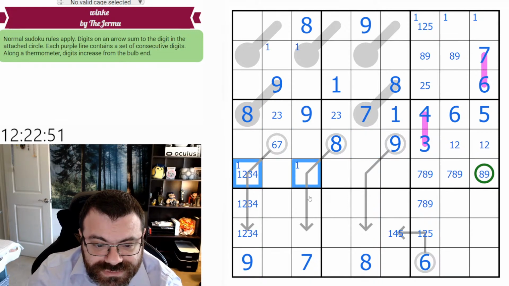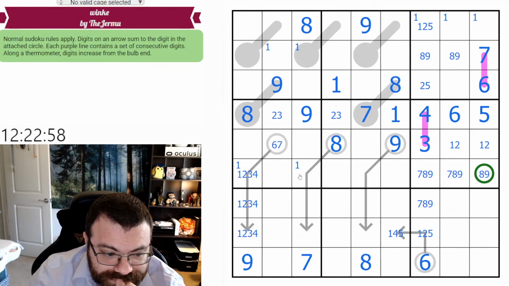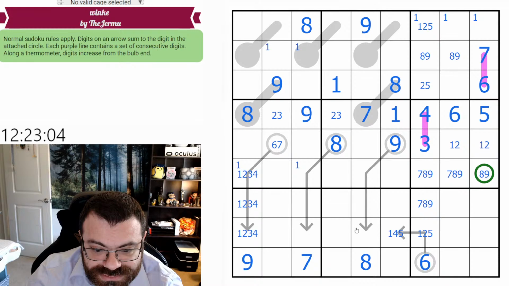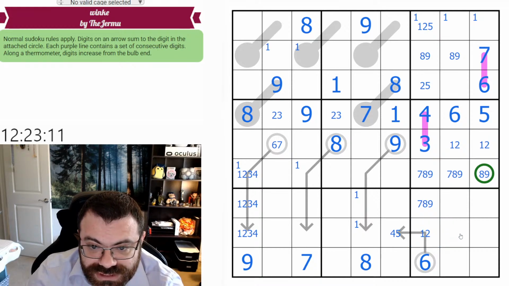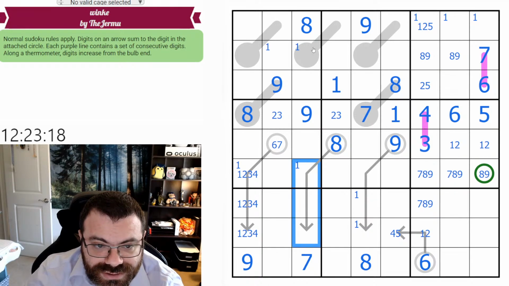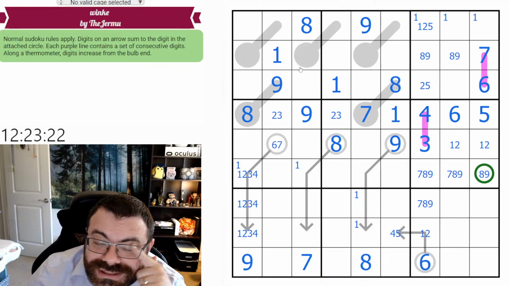That 2, 3 is interesting for this whole clump of cells, isn't it? Maybe not. 1 in box 8. I don't know about placed, but it's definitely one of those two. This one's not a 1, so that one's not a 5. The 1 on this 8 arrow looks up, placing this 1.